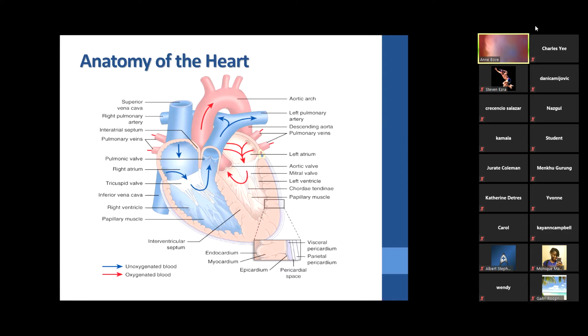In the lower part of this diagram, you see your epicardium, your myocardium, and your endocardium. And surrounding the epicardium is your pericardial space.